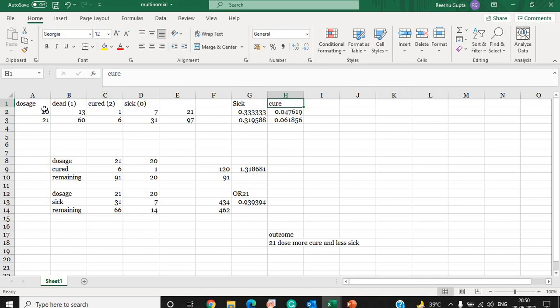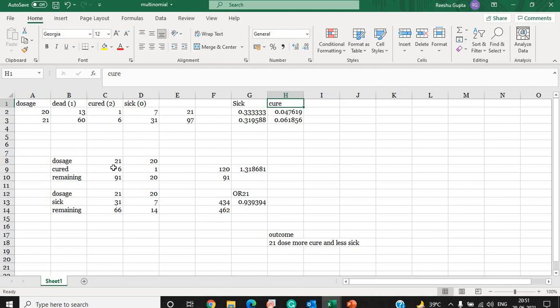Let's say there are 21 patients, and we give a 20 microgram dose of some drug, and 13 of them die, 1 is cured, and 7 are sick. Similarly, in the case of the 21 microgram dose, the total number of patients is 97, and out of 97, 60 were dead, 6 were cured, and 31 were sick.